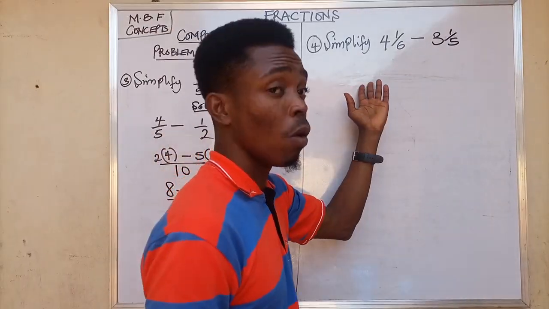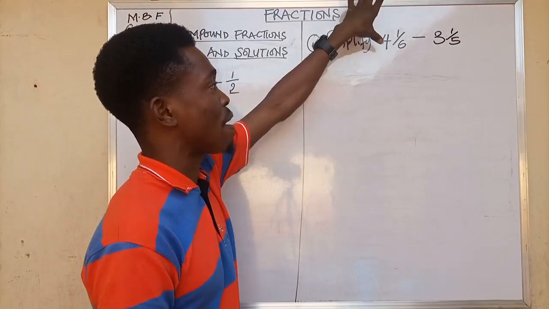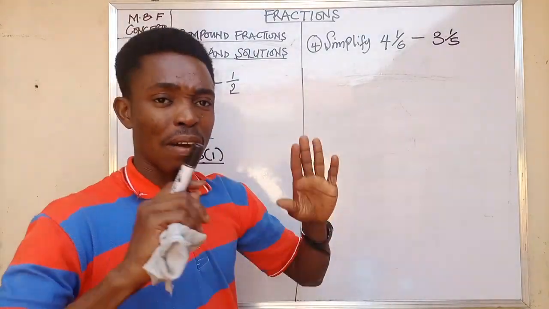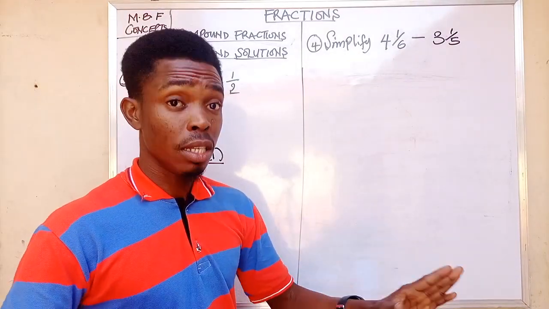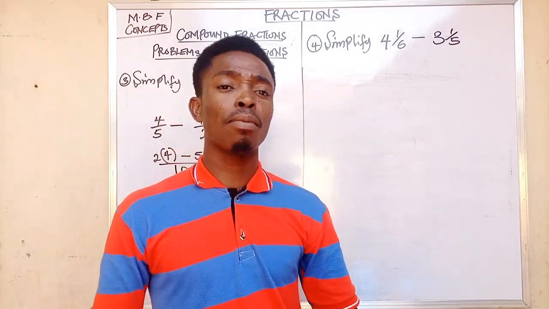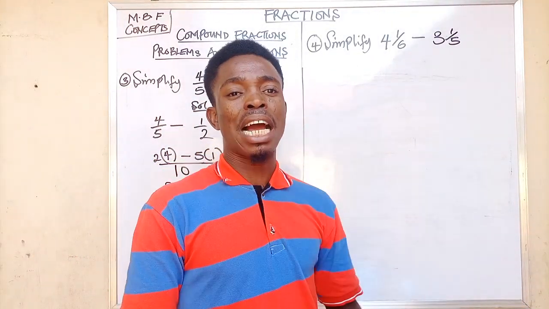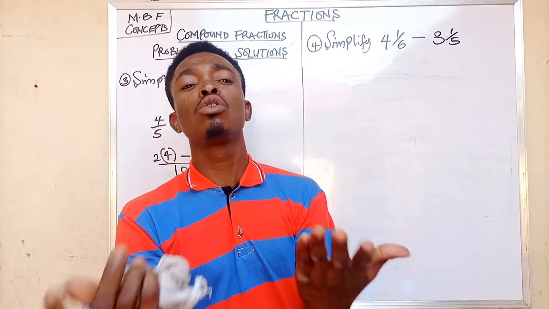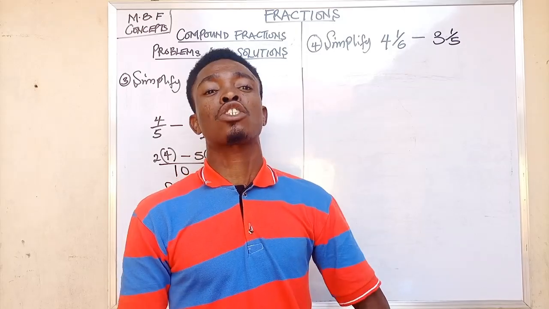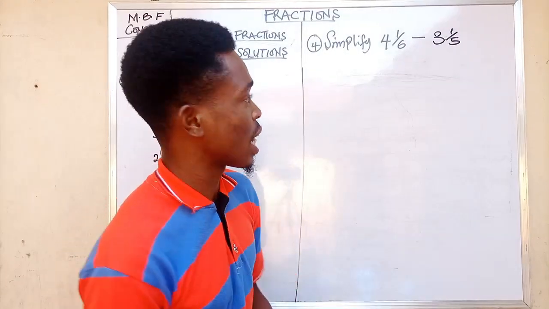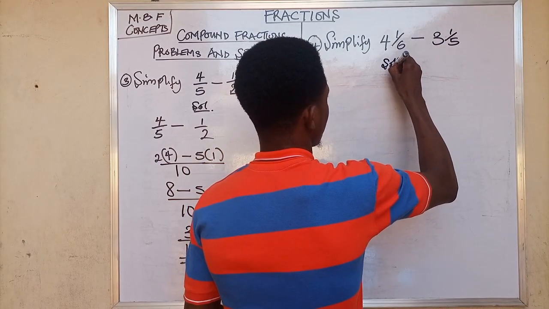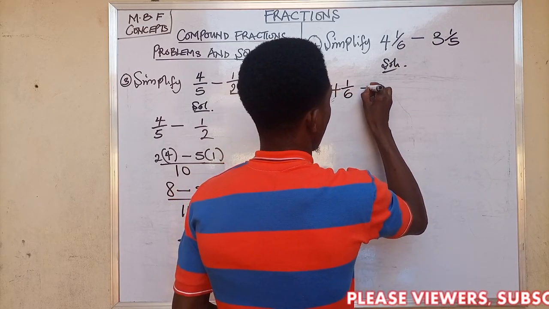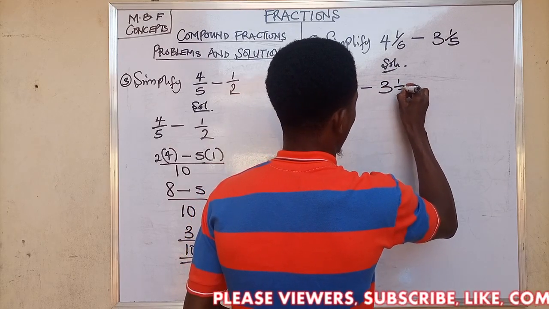Alright, looking at question number 4. Now, in this question number 4, we are asked to simplify 4 whole number 1 over 6 minus 3 whole number 1 over 5. Guys, what do we do here? Very, very simple. Like I said, when we look at this critically now, we see that we have a mixed fraction, right? What do you do to a mixed fraction? You first convert mixed fraction to an improper fraction. Okay, so we have this as our solution. Then we have 4 whole number 1 over 6 minus 3 whole number 1 over 5.